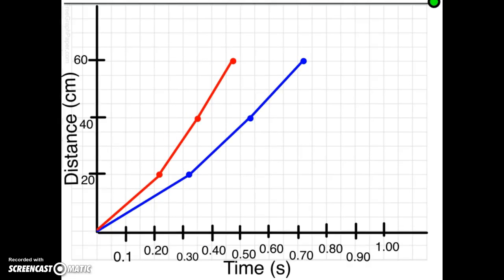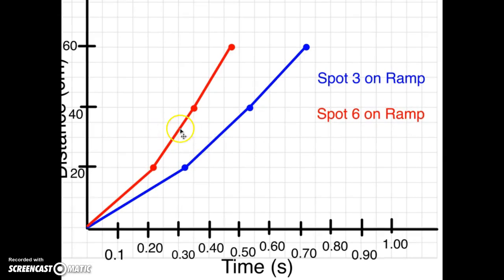The last thing that needs to happen on your graph is this. You need to create a key. Your key over here, I'm going to do mine color-coded, is to show that the blue is spot 3 on the ramp and red is spot 6 on the ramp. Whatever colors you use, you need to color code yours as well so that we know that this data represents here and this data represents this.